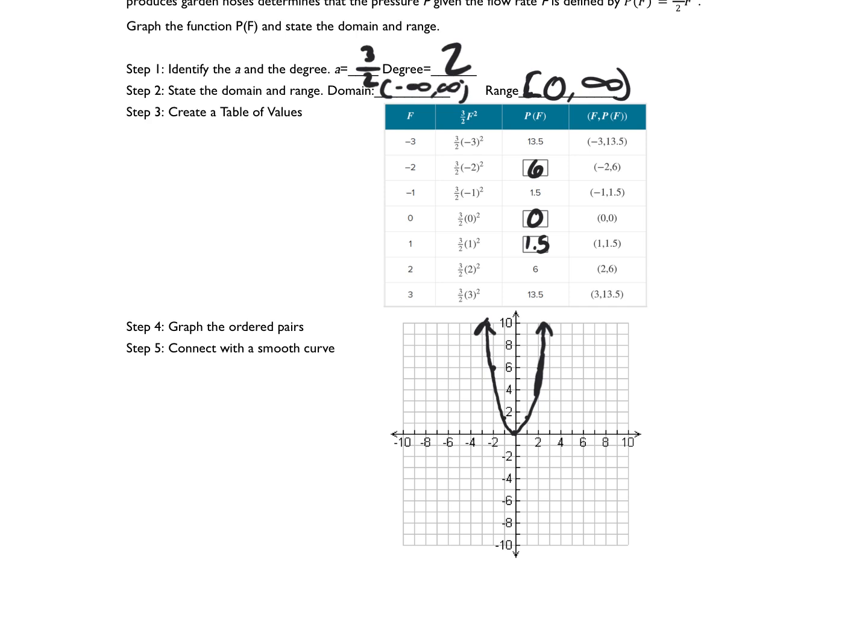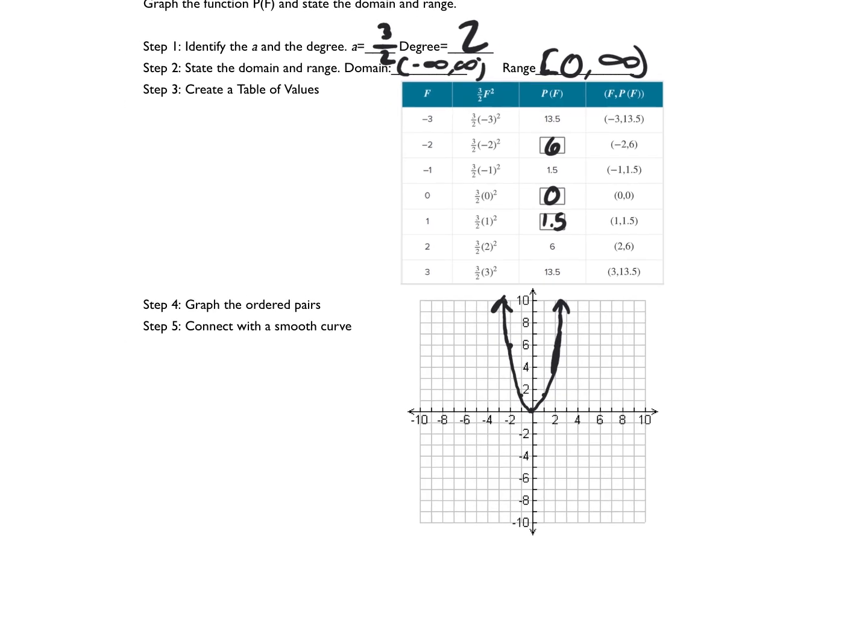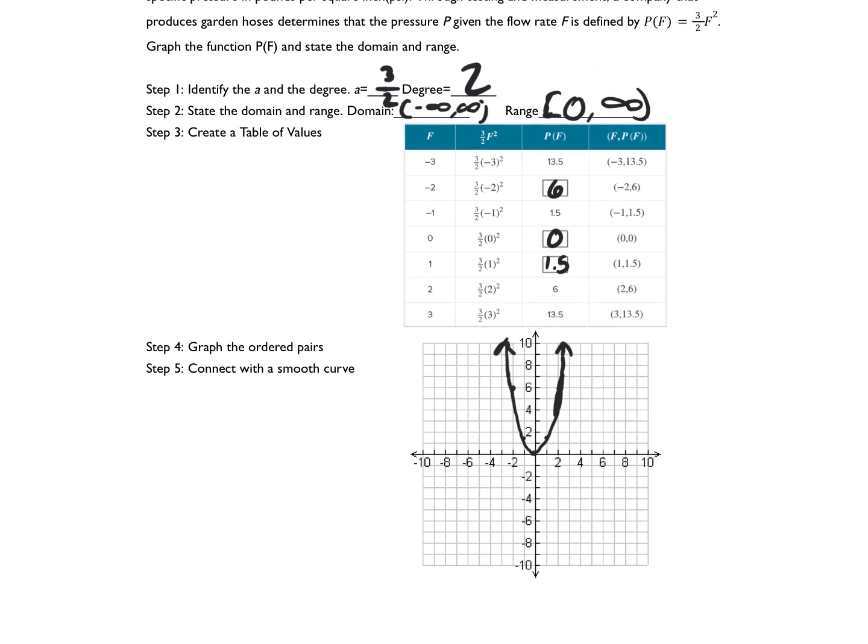All right, so it works the same way regardless of what the power function is. So whether it's a fourth power or fifth power, we just figure out what our input is and take it to that power and then multiply it by that leading coefficient, and that will give us our output.